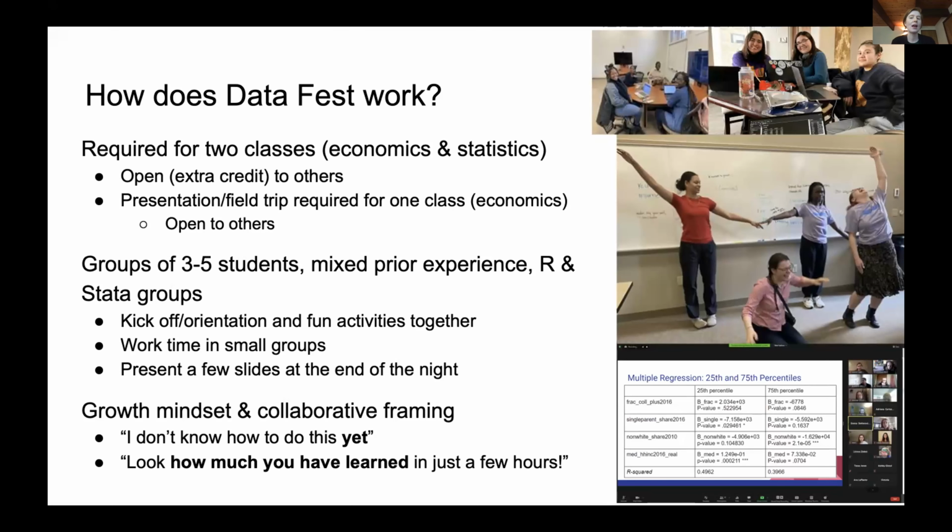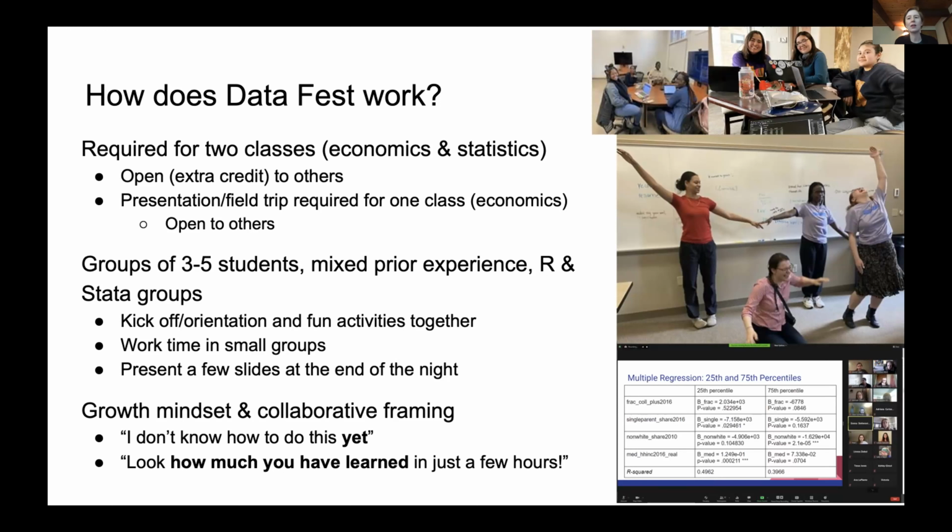How DataFest works while we're there in those few hours is we group the students into groups of about 3 to 5 who have mixed prior experience. You have some people who are totally new to coding, some people who've taken quite a few classes, and some people who are in their first coding econometrics class and are learning as they go. We group a little bit on software, R versus Stata, so people can be helping each other with the same software. We have a lot of kickoff and orientation and fun activities together, like statistics charades, and then a lot of work time in the small group. So people are helping each other. It's very much a collaborative vibe. At the end of each night, they present a few slides about their findings. So for the first event, a few summary statistics.